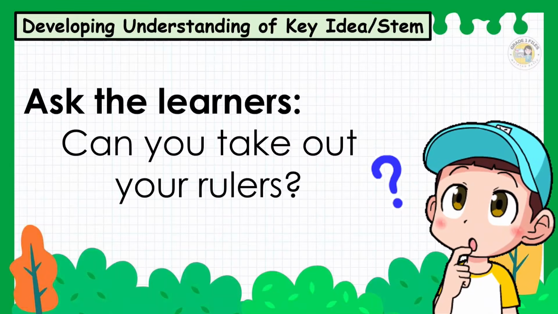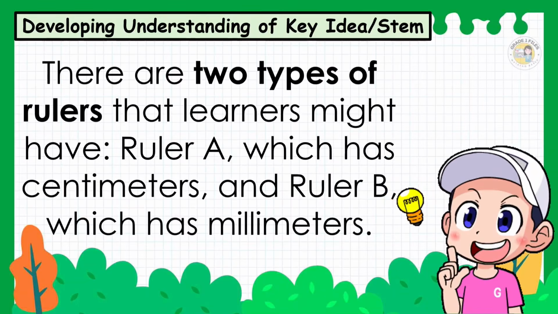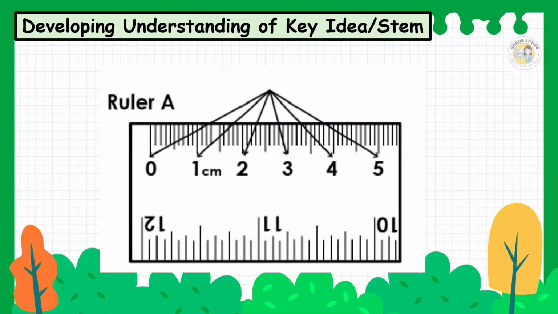Students, can you take out your rulers? There are two types of rulers that learners might have. Ruler A, which has centimeters, and ruler B, which has millimeters.